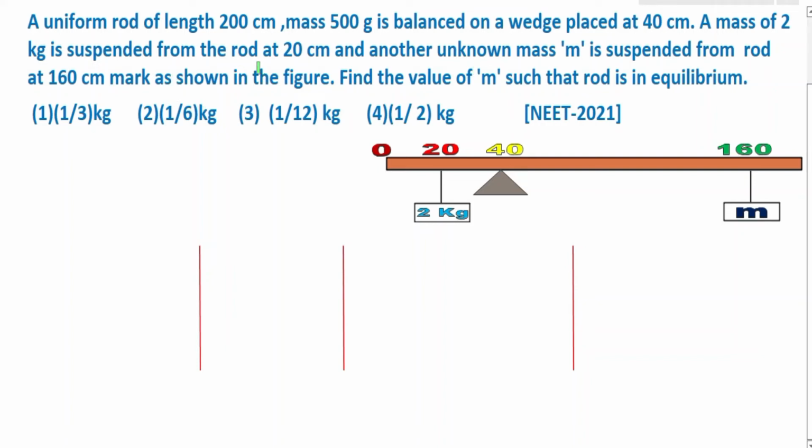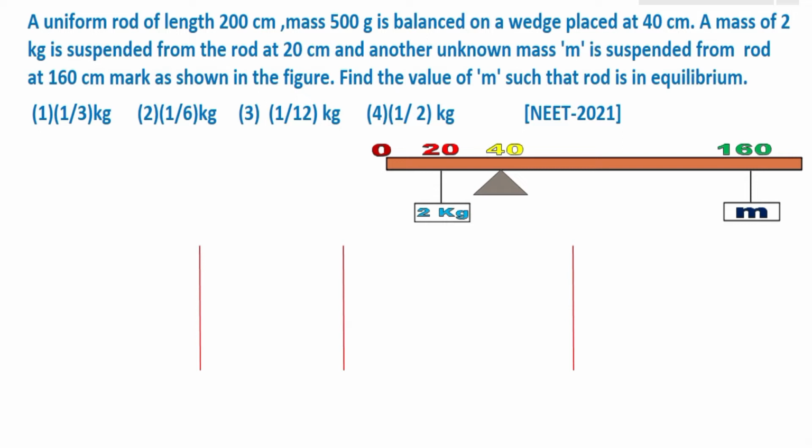Today we are going to discuss previous year NEET questions from System of Particles. Our first question is: a uniform rod of length 200 centimeters, mass 500 gram is balanced on a wedge placed at 40 centimeter. A mass of 2 kg is suspended from the rod at 20 centimeters and another unknown mass m is suspended from the rod at the 160 centimeter mark, as shown in the figure. Find the value of m such that the rod is in equilibrium.